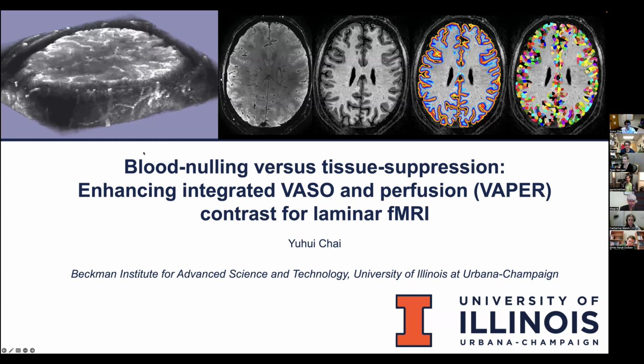In this talk, we are going to introduce one of our recent works about combining tissue suppression with blood-nulling to improve a technique we developed before, called VAPER. This time we combine the tissue suppression into this sequence to improve the contrast and sensitivity.